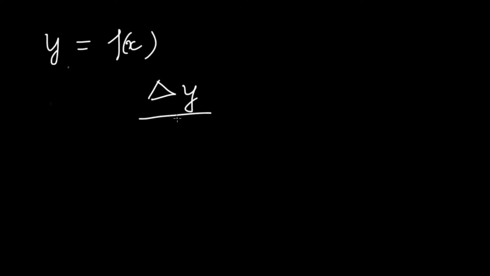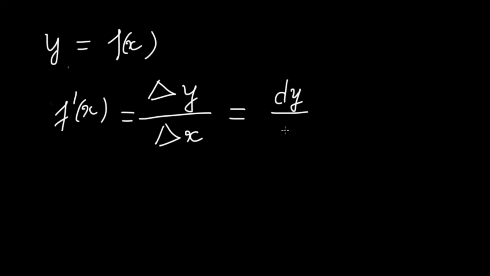In this video, we'll talk about the derivative of a function. The derivative of a function y equal f of x of a variable x is the ratio between the change in y, or delta y, and the change in x, or delta x. We write it as f prime of x equal delta y over delta x. Sometimes we write it as dy over dx. It's called the derivative of y with respect to x.